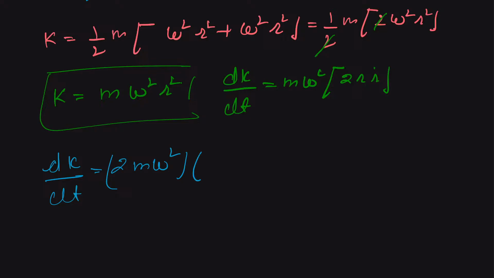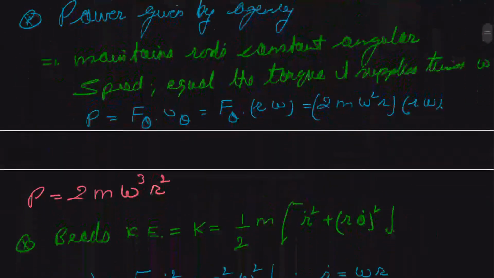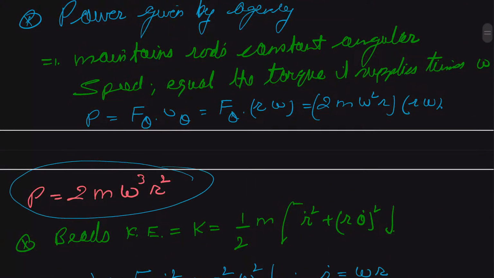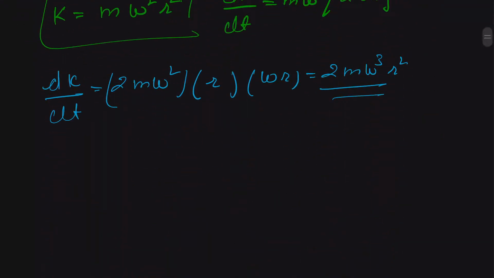Okay, so we get this r, and our r dot is nothing but omega times r, so this gives us twice m omega cube r square. Therefore, this relationship, that is the derivative of our kinetic energy, is the same as the power delivered, which we were asked for. So this is equal to the power delivered by the external agency, which was asked for.